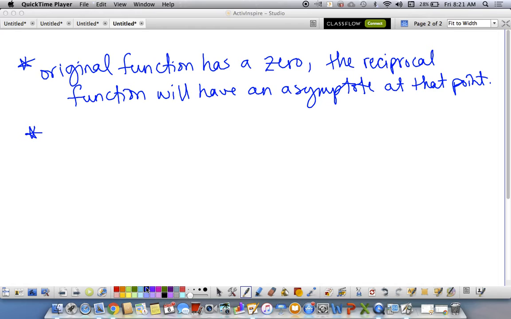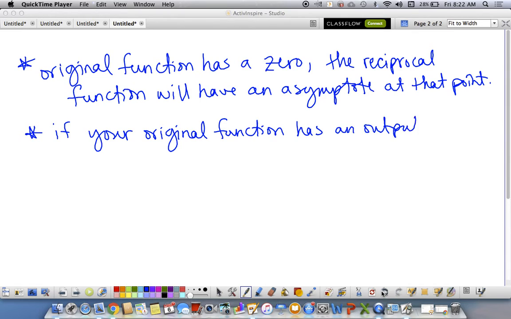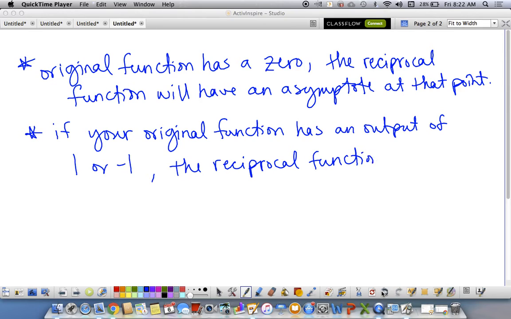Trying to think how to say this. If your original function has an output of 1 or negative 1, the reciprocal function will share that point. These are rules for all reciprocal functions.